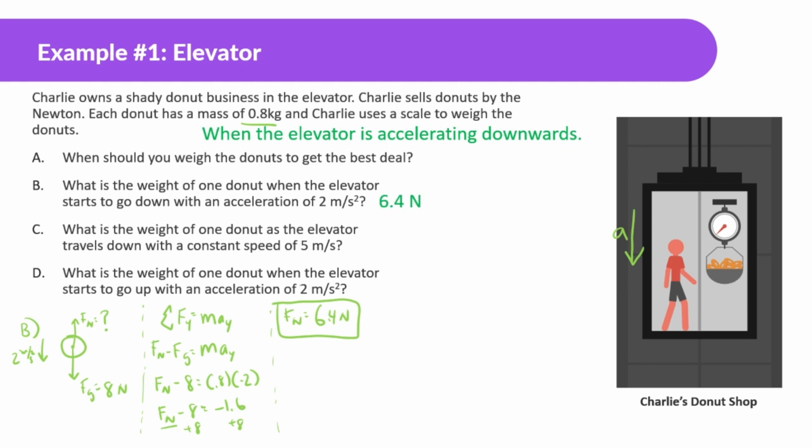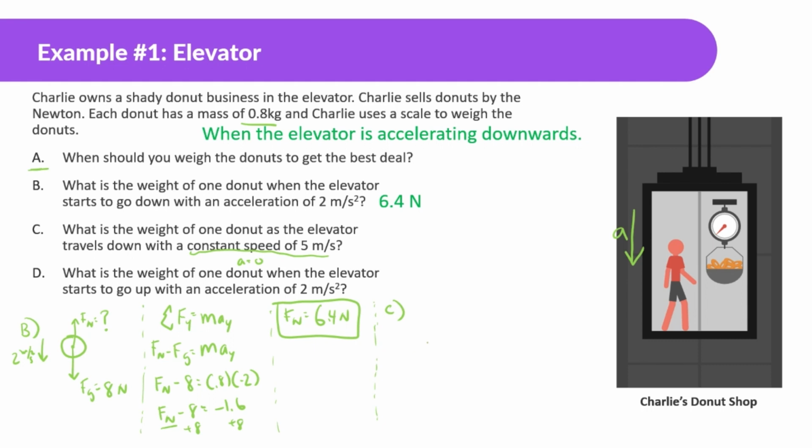Okay, so part C here, so it's going to weigh less, kind of like how we confirmed with part A. Part C here says, what is the weight of one donut as the elevator travels down with a constant speed of 5 meters per second? Okay, so constant speed here is telling us that the acceleration is equal to 0.